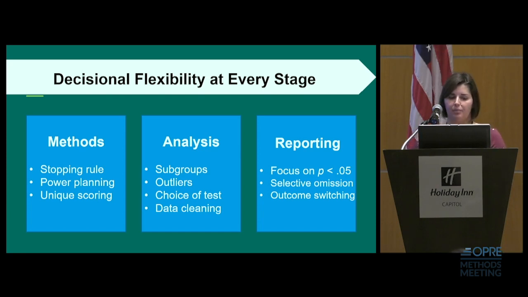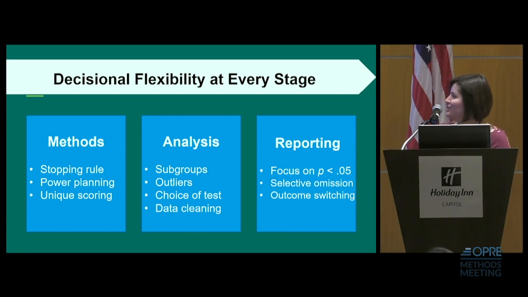So in terms of the methods, the stopping rule refers to the rule that we use to decide when we're going to stop data collection. So that's an area where there can be flexibility. If we allow people to just continue collecting data until a particular conclusion is reached, then we run into problems, particularly with null hypothesis significance testing. For the methods, there's also implications for power planning. So how well powered do we want our studies to be in terms of statistical power? That's something that should be decided ahead of time, but often is left flexible.